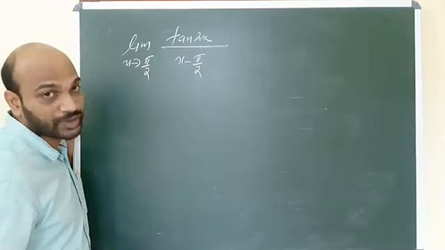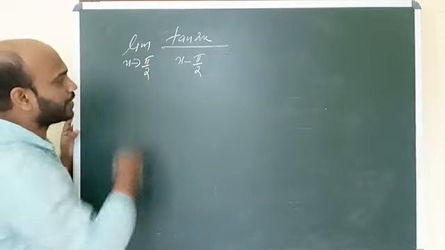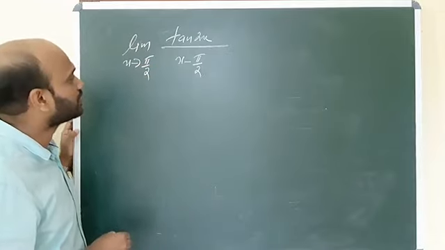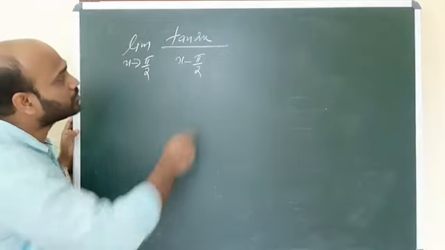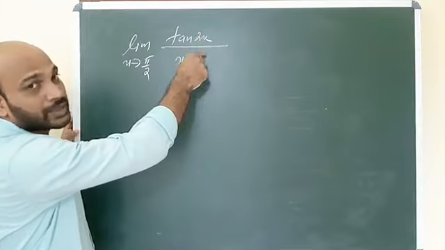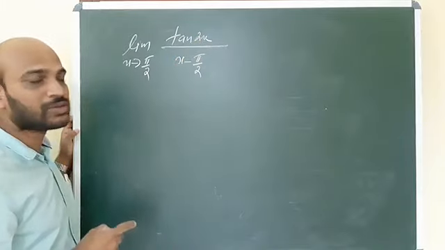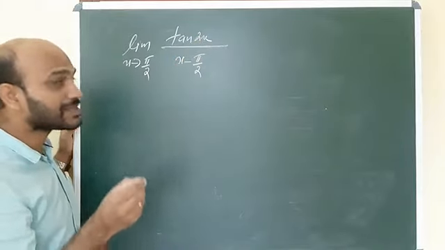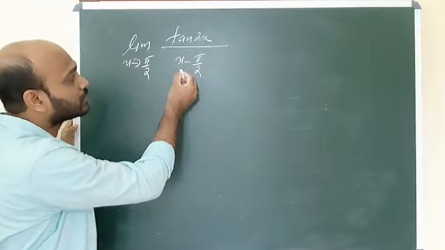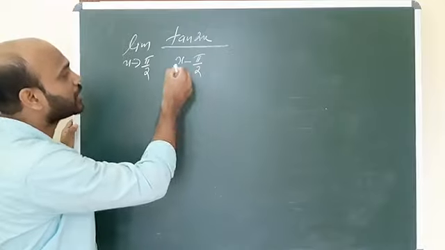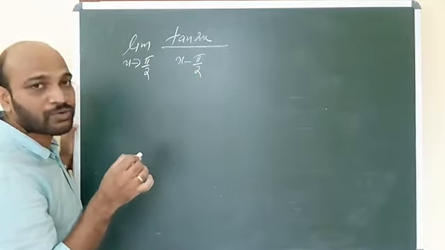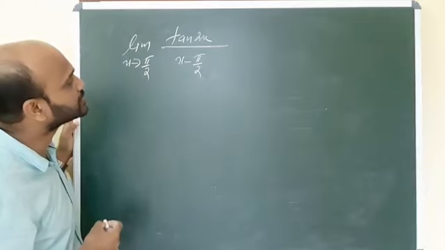Another question. Evaluate limit x tends to pi by 2, tan 2x by (x minus pi by 2). When we substitute x equal to pi by 2, the numerator changes to tan 2 into pi by 2, that is tan pi. Tan pi equal to 0. That means the numerator is 0. And when we substitute x equal to pi by 2 in the denominator, we get pi by 2 minus pi by 2 equal to 0. That means this function is of 0 by 0 form. So how can we simplify?